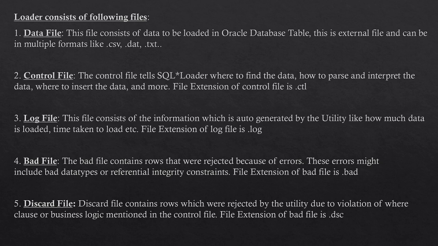Then there is a slight difference between the discard file and bad file, because the bad file contains the rejected rows and the discard file also contains rejected rows. But this is different in a manner that the discard file contains only those rows which were rejected due to violation of the where clause, which we have mentioned in our control file. There might be situations where you are giving a condition, like you have to insert only the data which has certain employee IDs, and if that condition is not satisfied and you have different data in your external file, then those will get rejected and those rows will be present in the discard file.